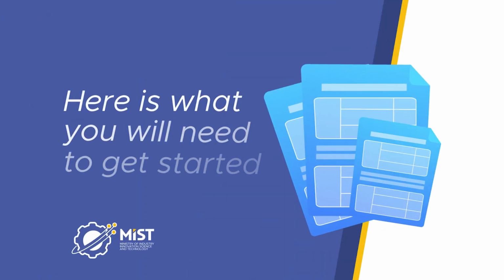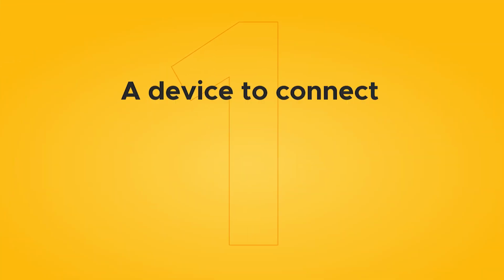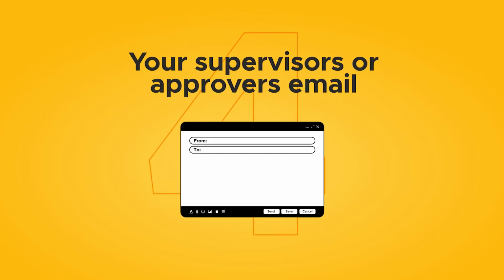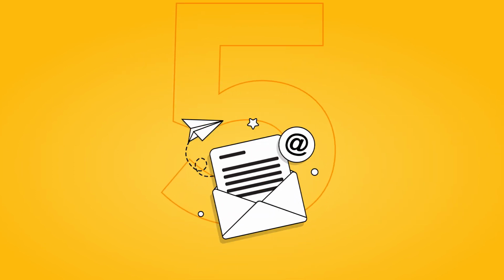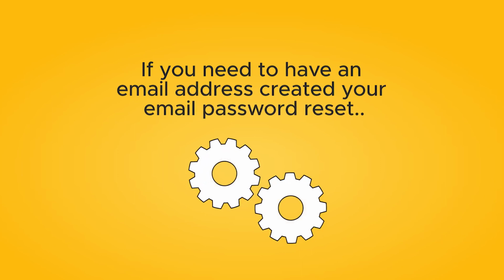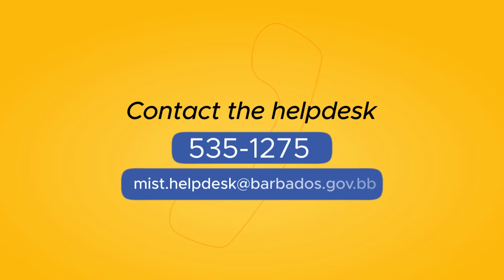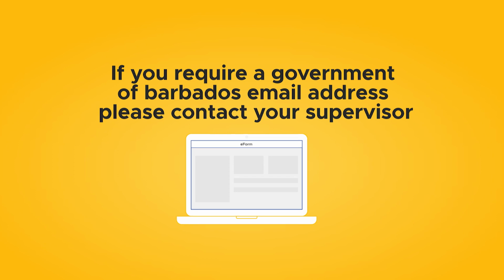Here is what you will need to get started using online form solutions: a device to connect, either a computer, a tablet, or a mobile phone; internet access; the portal link; your supervisor or approver's email; an active government email address. Note, if you need to have an email address created or your email password reset, contact Help Desk at 535-1275 or email us at mist.helpdesk@barbados.gov.bb. If you require a Government of Barbados official email address, please contact your supervisor.